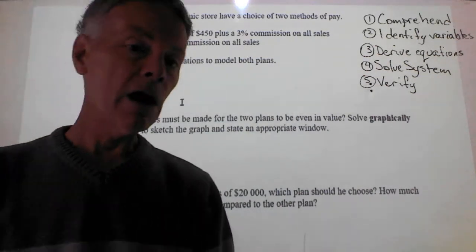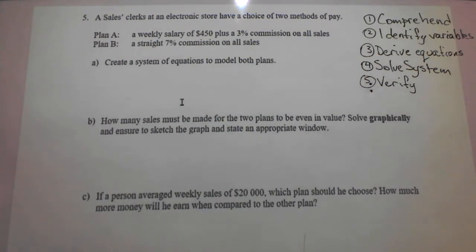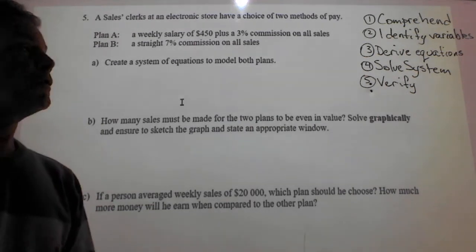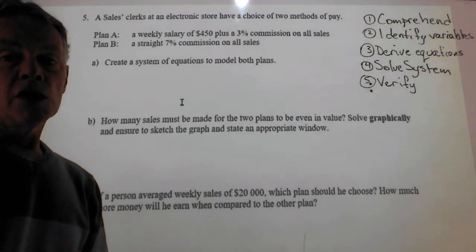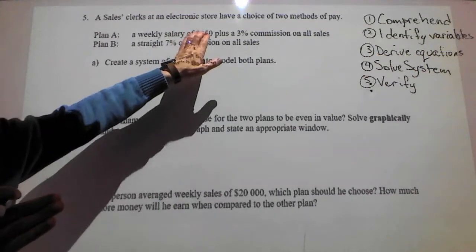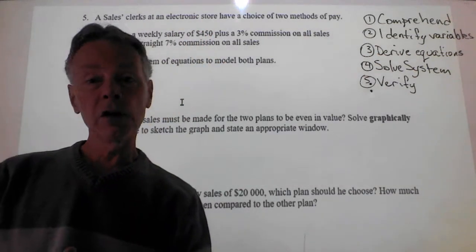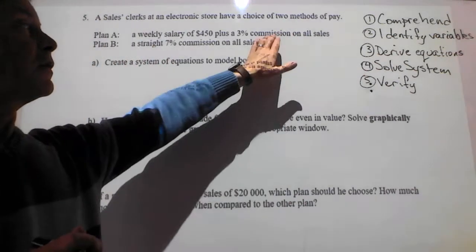Okay? We'll get started. So, the first one says: sales clerks at an electronics store have a choice of two methods of pay. Plan A: weekly salary of $450. So, you don't have to sell anything. You still get $450. However, if you do sell something, you kind of get a bonus. In this case, it's called a commission.